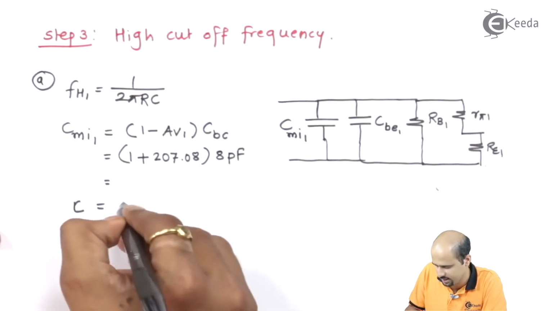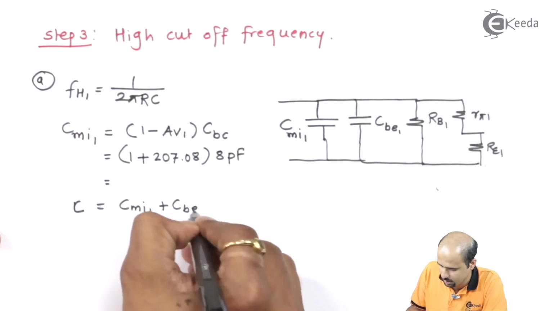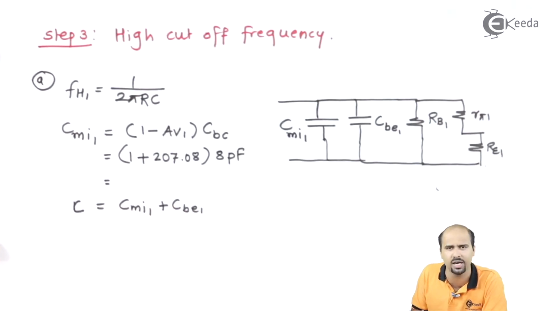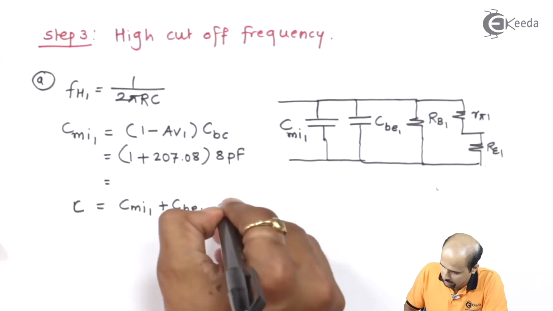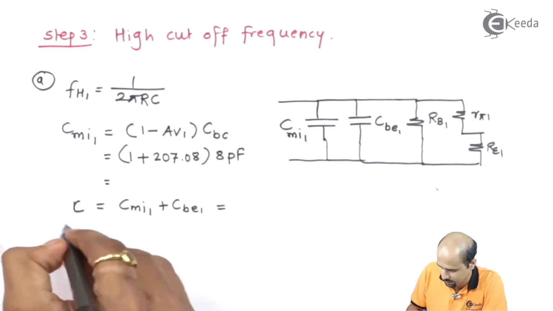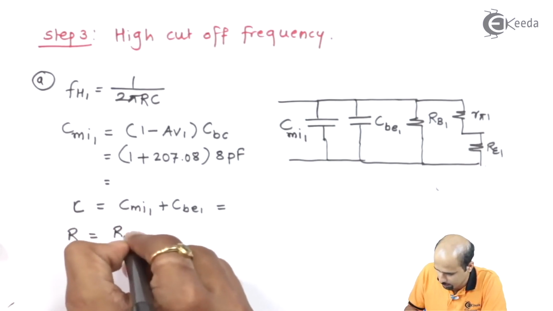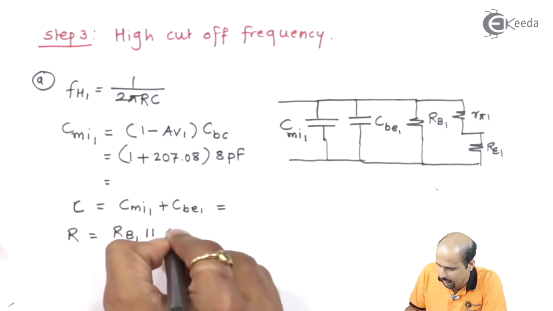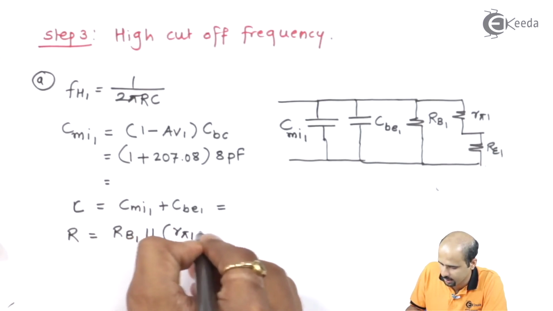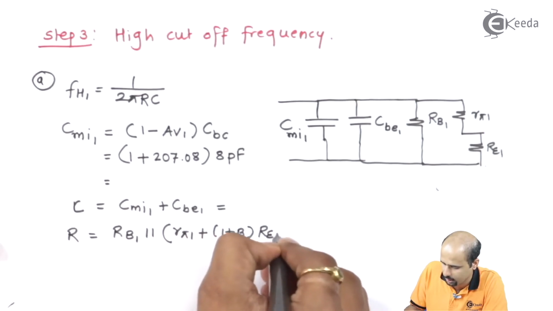This complete C is nothing but CMI1 plus CBE1 plus wiring capacitor, but wiring capacitor is not given. So our calculation will become simple now. Okay, so calculate these values of C. Then we have to calculate the value of R. R is nothing but the parallel combination of RB1 and this RPi1 plus 1 plus beta times RE1.